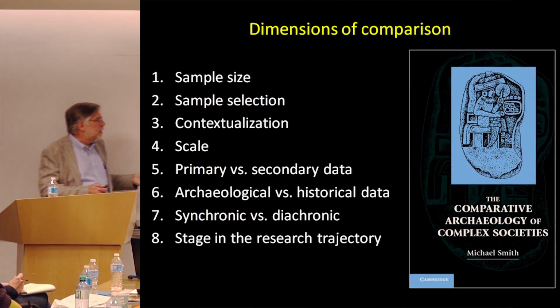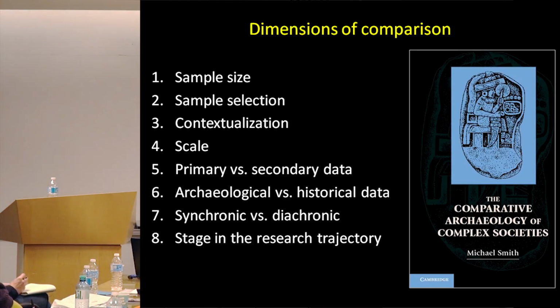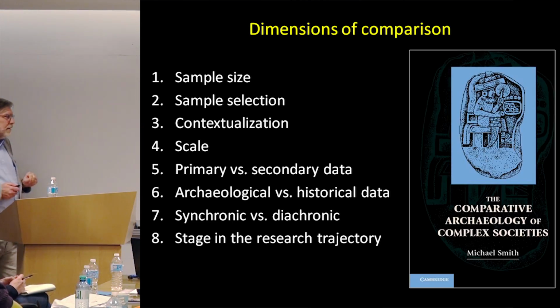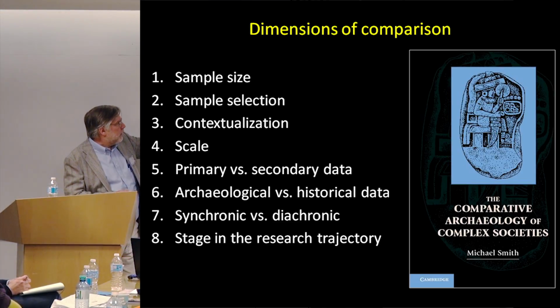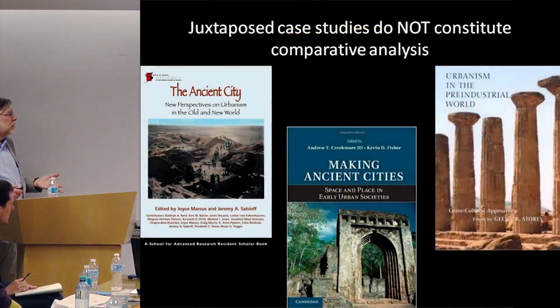And dimensions of comparison, these are some of the things we talk about in this book. Look at this. Cambridge University Press gave me credit for authoring this book. I don't know if my co-authors would agree with that. And anyway, the graph I just showed you talked about sample size, contextualization, scale. These are some of the things to consider in comparative analysis.